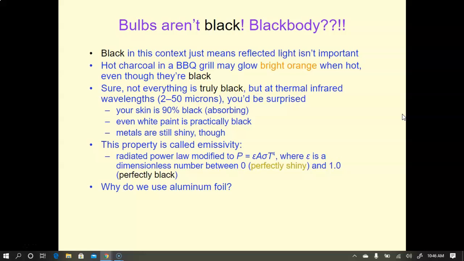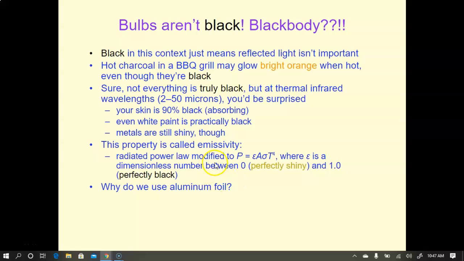Metals will actually still be shiny though, so that's an important difference because that has to do with their metallic characteristic and their atomic structures. So even at that scale, they still have that shininess to them. The property is called emissivity, and it gets into a pretty complex equation here, as you can see, which we're not going to deal with.